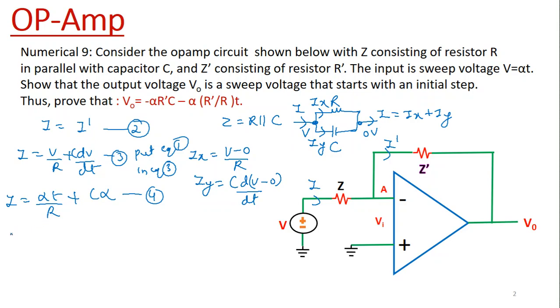Now we have to find out I dash. I dash will be equal to, this is at 0 potential and this is at VO. So it will be 0 minus VO divided by R, sorry, this is R dash actually. Z dash is R dash. So I dash will be equal to 0 minus VO divided by R dash, which will be equal to minus VO divided by R dash. So this is equation number 5.